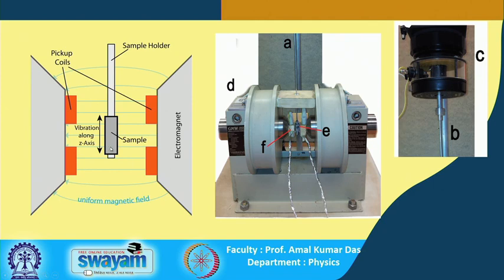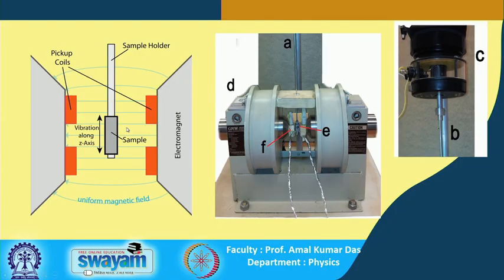Now, the name of this technique is telling us: vibrating sample magnetometer. Vibrating sample means the principle is based on the vibration of the sample. The principle of this instrument is based on the vibration of the sample, right. So, why do we need to vibrate the sample?